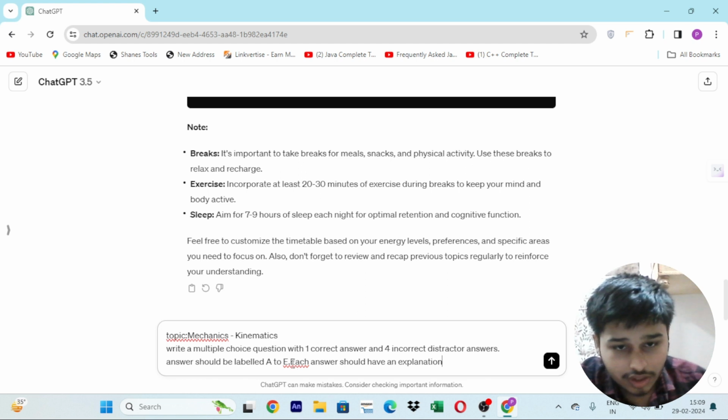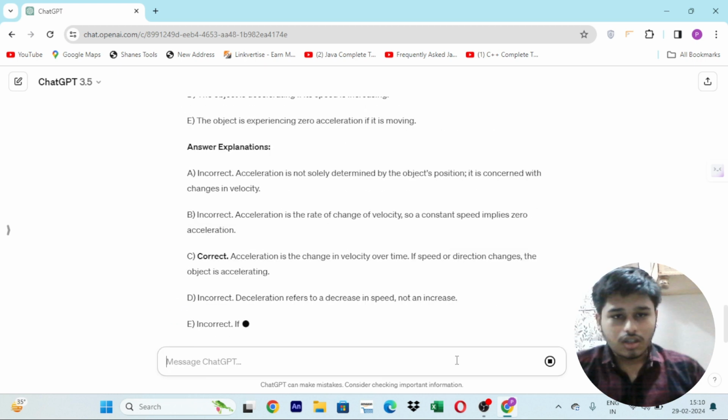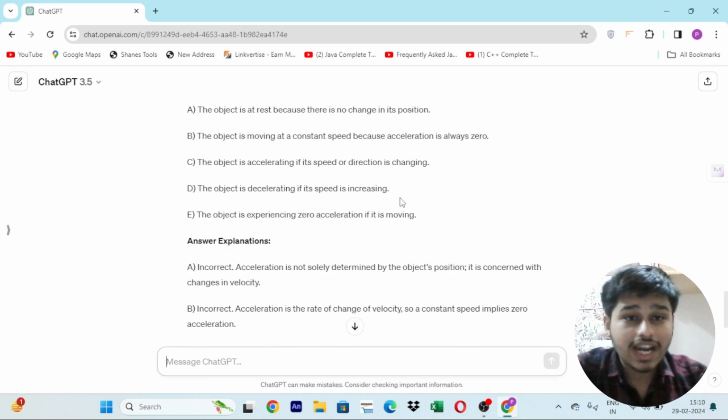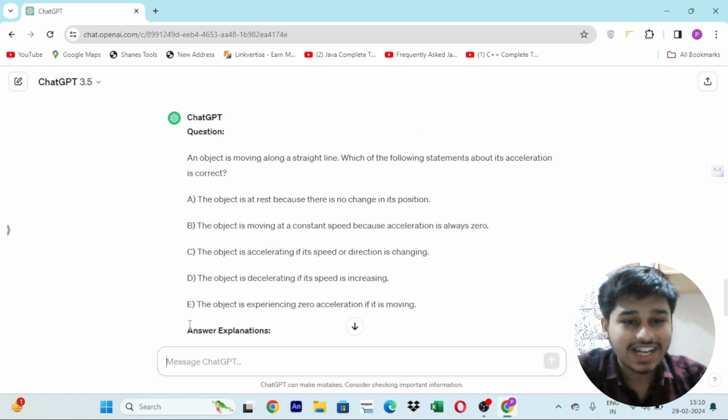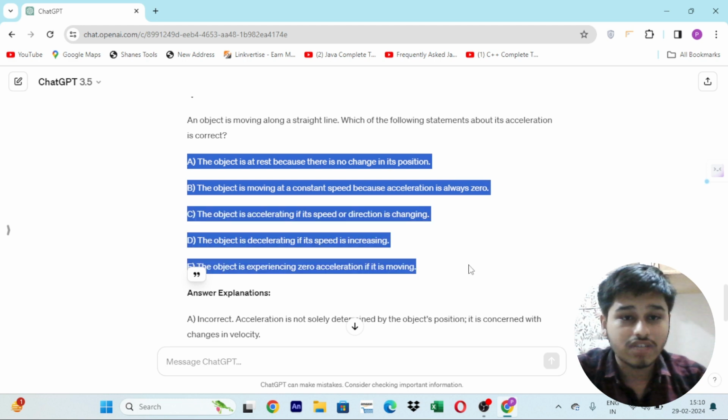Okay, I will add a space over here, and a space over here, and we will click enter. Now you can see that ChatGPT is giving us recall questions, right? And don't worry, you can also get an explanation for every multiple choice option given over here, right?